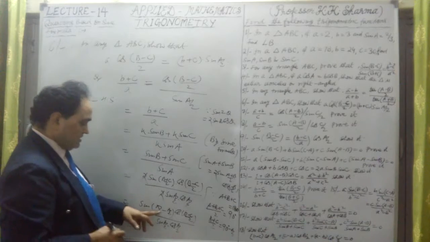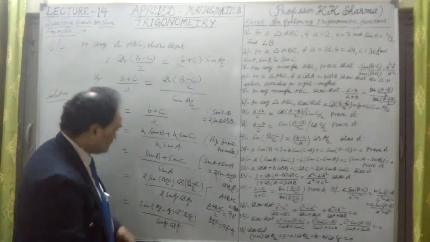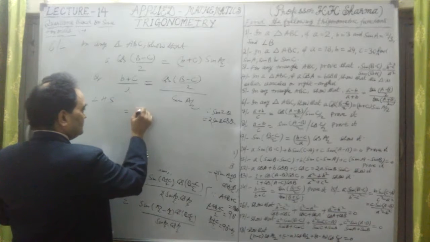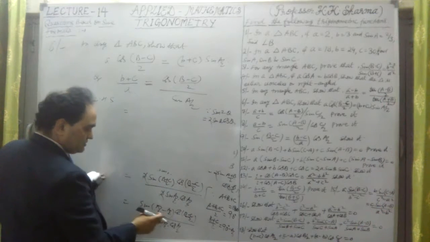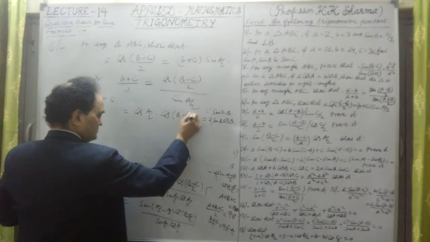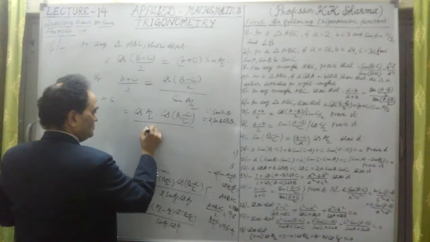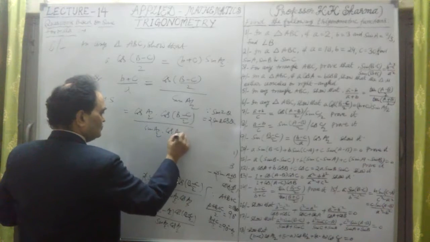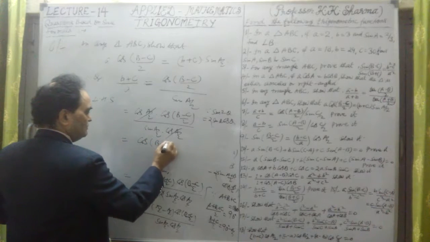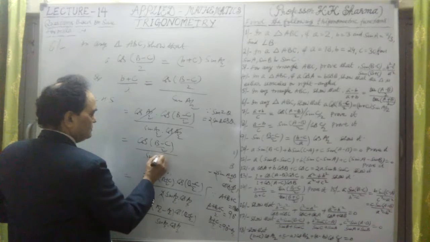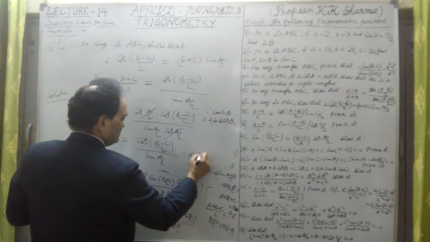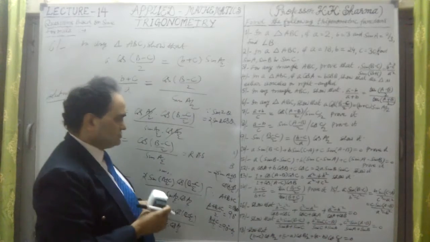Now, this is pi/2 minus A/2. Let me write here, finally we obtain: sin(90 minus theta) is cos theta. This is cos(A/2) into cos((B minus C)/2) upon sin(A/2) into cos(A/2). Cos(A/2) cancels out. So this is nothing but cos((B minus C)/2) divided by sin(A/2). This is the same value as the right hand side. So in this way we can prove this.